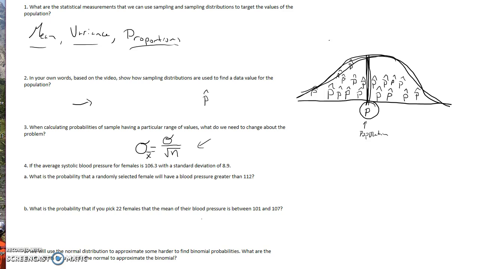We'll get a little bit more into this in the next example. So to do a quick one for you, it says the average systolic blood pressure for females is 106.3 with a standard deviation of 8.9.